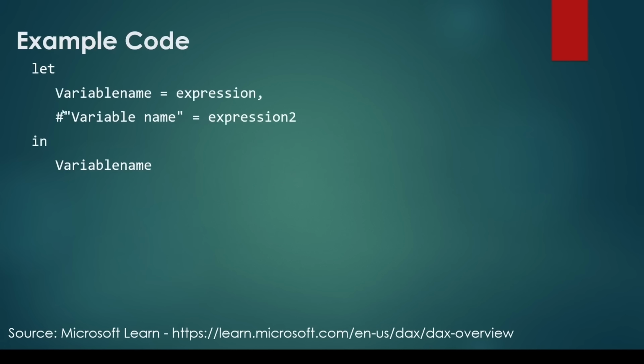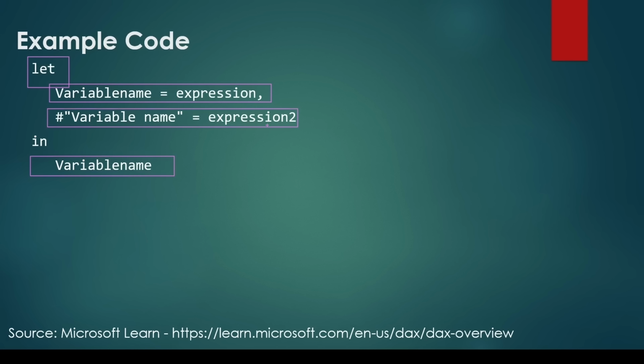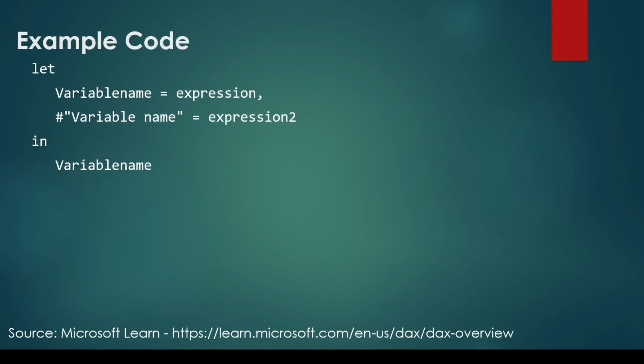So let's take an example code. In this example code, you can see the code starts with the let statement, and in the next line, you have variable name equals expression, meaning you are assigning the expression to the variable name. In the next one, you have hash variable name equal to expression 2, meaning you are assigning to a variable name which has a space, and finally you end up returning the variable name. Here, see, we are not returning the last step, we are returning a step before, so that is also possible.